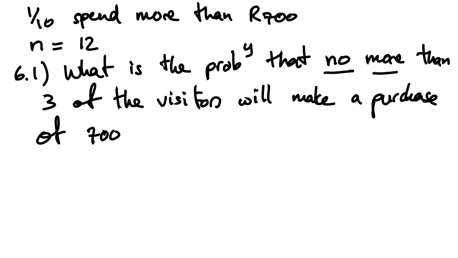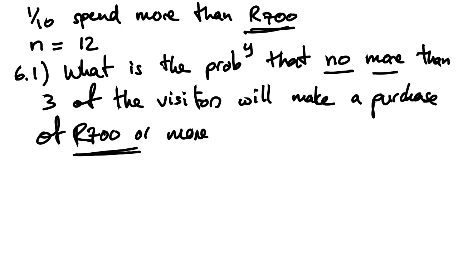So the 700 Rand can kind of throw you off. But you're not really using that exact number. You can just think of it as a client spending what you want. So they want to know the probability of no more than 3 of the visitors spending what you want. If you were that store owner, for instance, we don't really care what they spend. We just want to know whether they spend more than 700 or not.